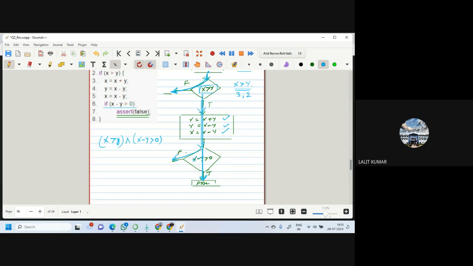So in this case, x is equal to x plus y, 5; y is equal to x minus y, 5 minus 2, 3; x is equal to x minus y, 5 minus 3, 2. So it has done a reversal. Now it sees x minus y greater than 0, 3 is greater than 0, it will come here, but it is a predicate. DART will check this path and now generate some value to cover this path also. So here again, it will generate 2, 3. This is how DART does it.